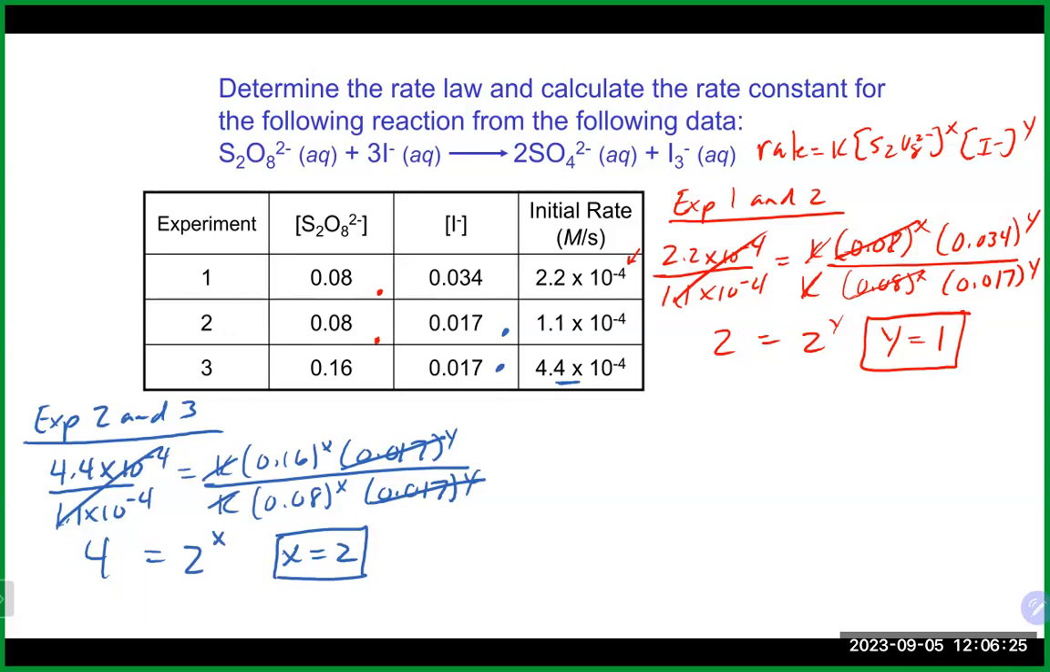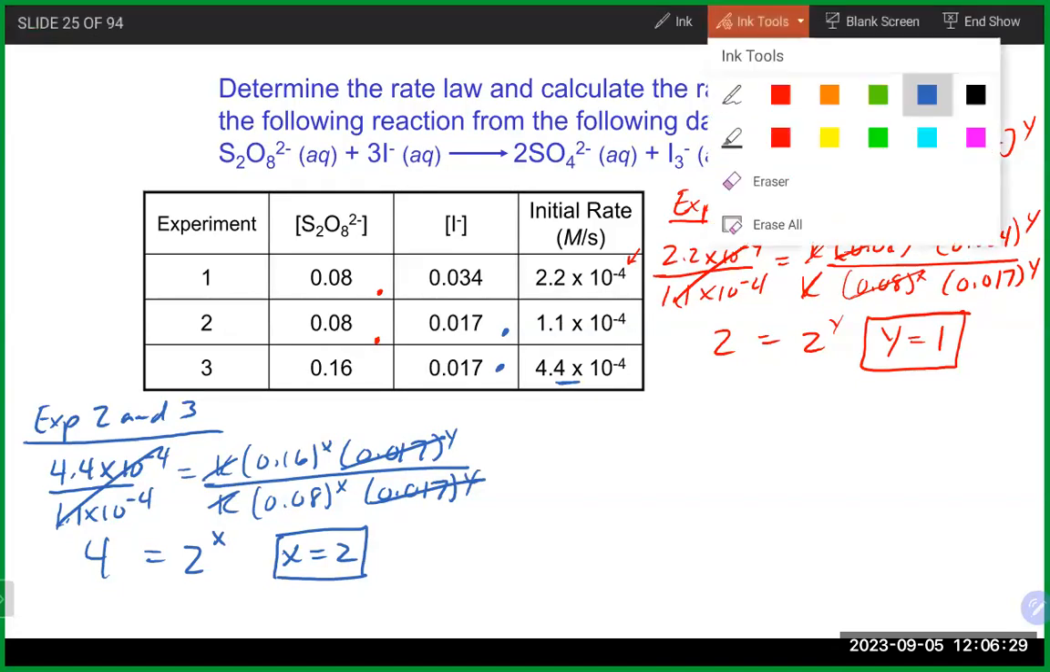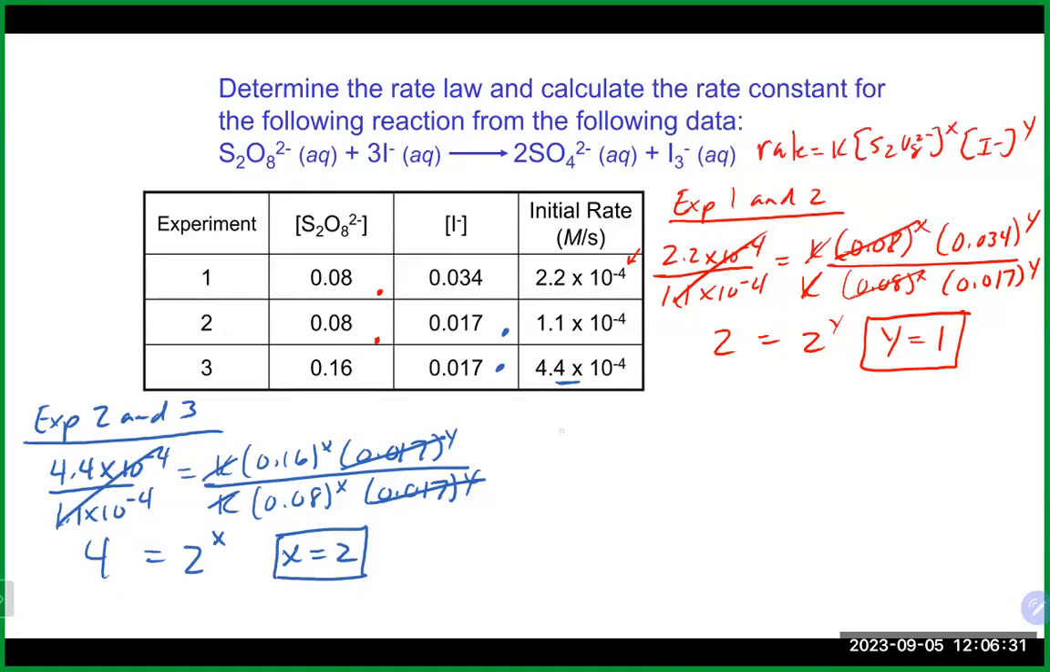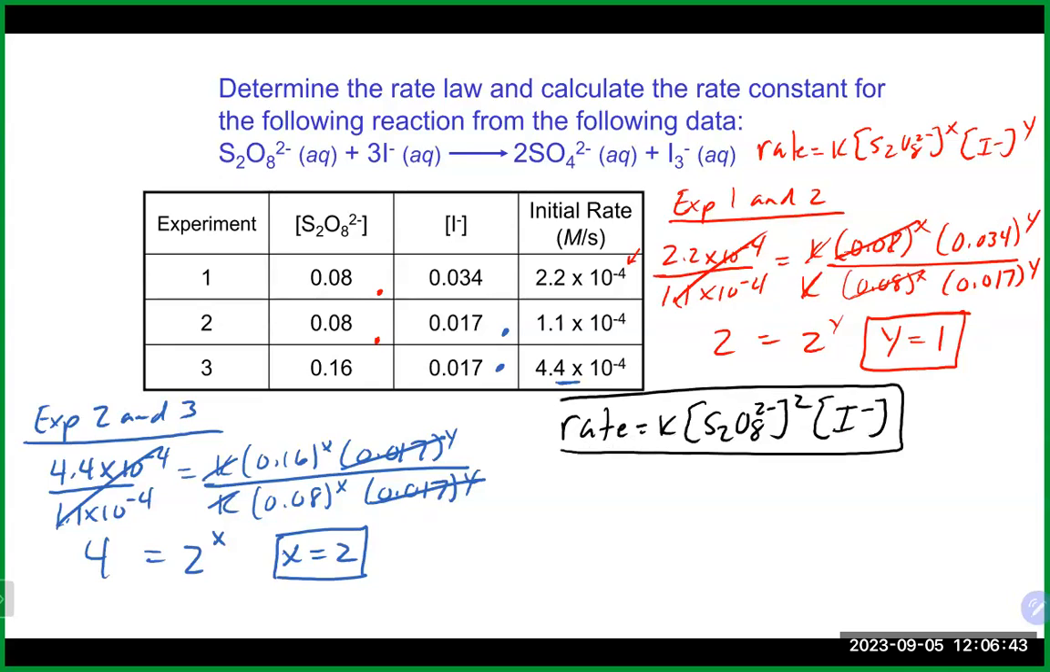At this point, we have the orders, which means we can write our completed rate law. Our completed rate law in this case would be the rate is equal to k times [S2O8 2-] to the second order and [I-] to the first order. That would mean that overall, our order would be 2 plus 1, which would be a third order reaction in this case.